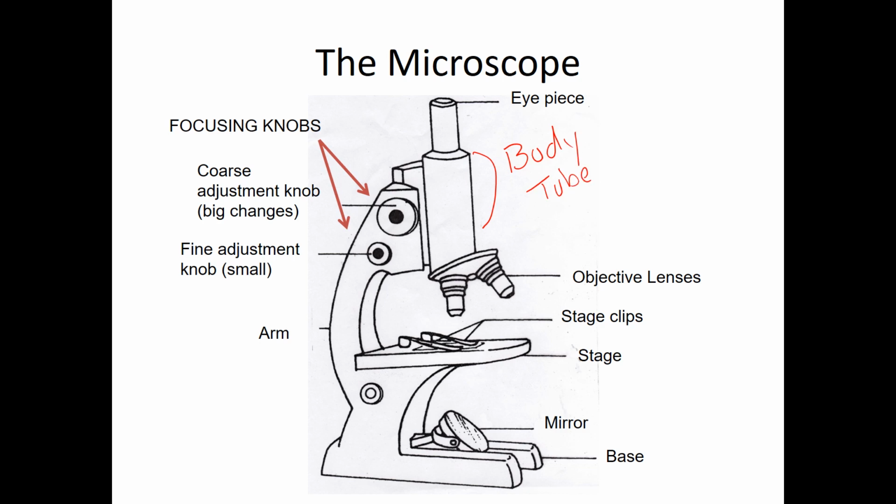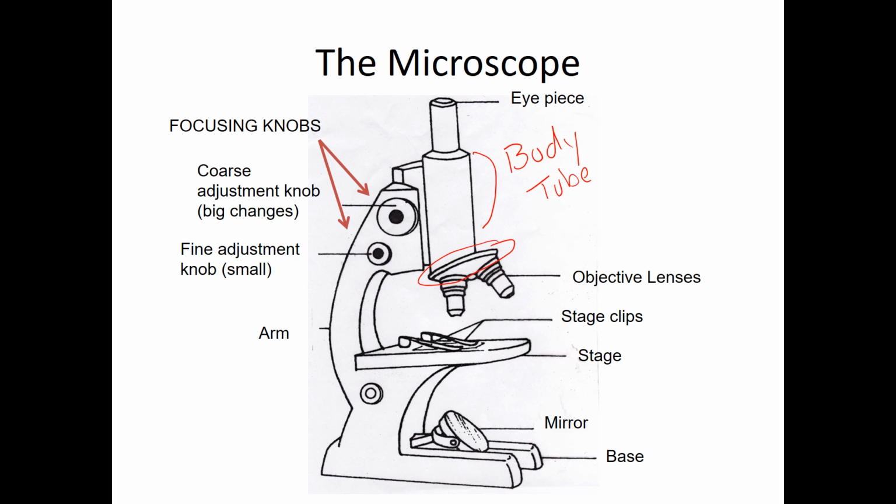And then underneath that, we have the objective lenses. The objective lenses are going to be small, medium, and large. Typically, there's about 3 of them on there, and you can rotate this piece right here and switch between them as you want to see it more and more magnified. You always start on the lowest power objective lens whenever you're focusing, and then you move to the medium, and then finally the large.